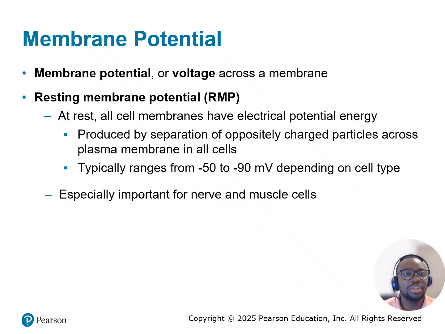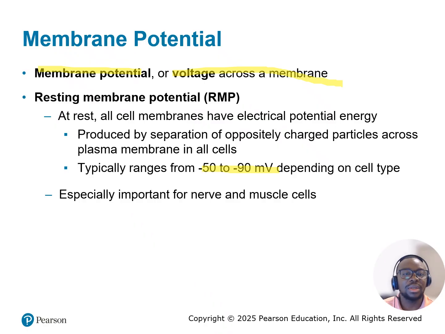Now we turn our attention to membrane potential. As we are aware, the plasma membrane is selectively permeable. The permeability of the plasma membrane results in generation of a membrane potential, or a voltage across the membrane. At rest, all cell membranes have electrical potential energy produced by separation of oppositely charged particles across the membrane. The potential typically ranges from minus 50 millivolts to minus 90 millivolts, depending on the cell type.